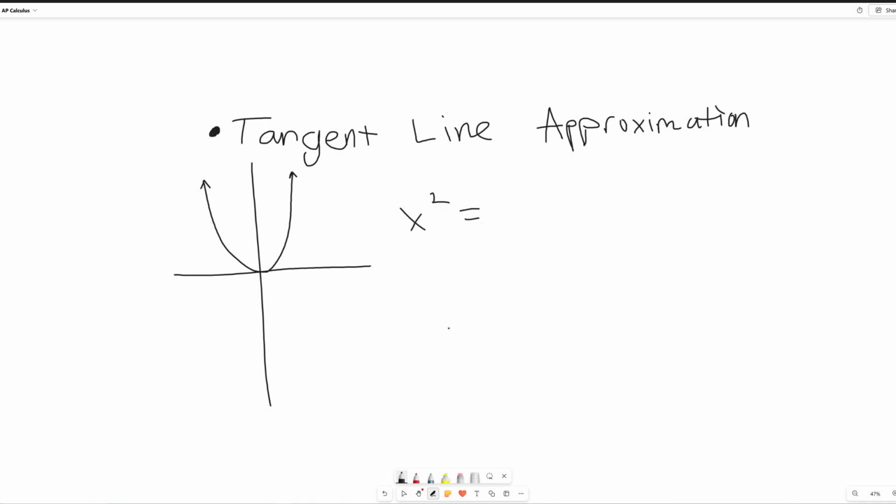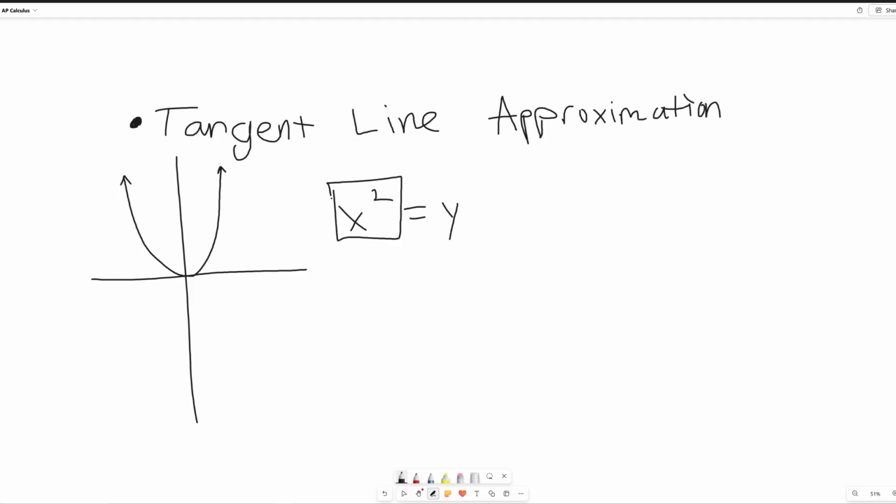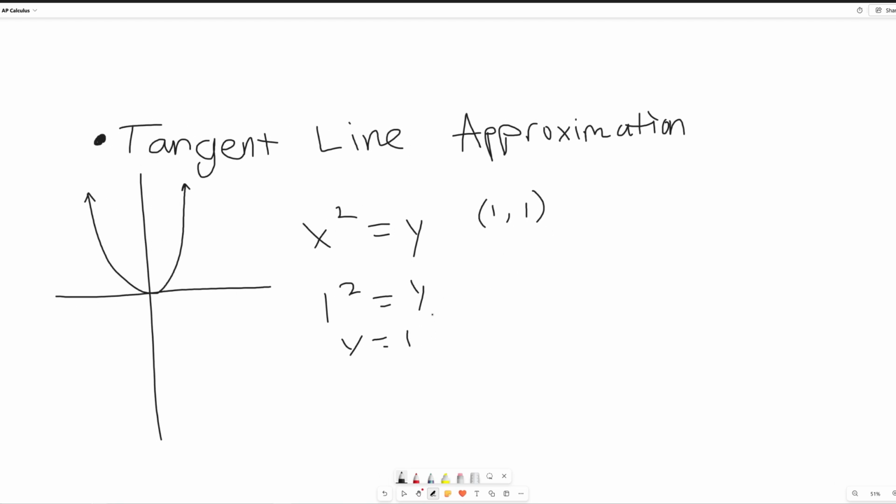And then you wanted to find the tangent line approximation of 1.2 using the tangent line at x equals 1. How would you do it? Well, you have x squared equals y. So, when x equals 1, 1 squared equals y. So y equals 1, and then that is the point at which our tangent line approximation will start from.